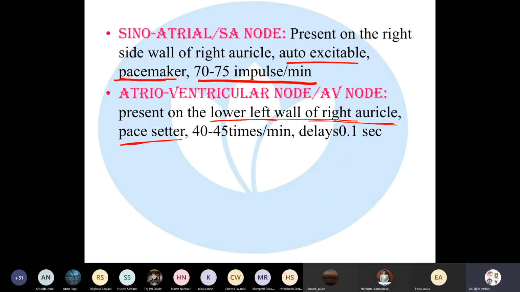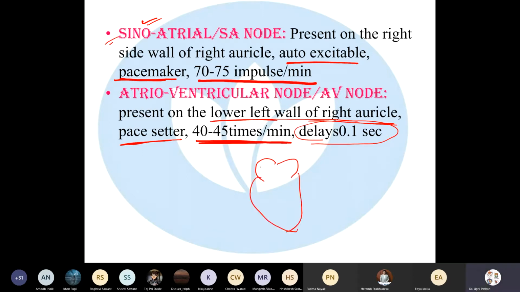It is the pace setter. The SA is a pacemaker and AV is a pace setter. It creates about 40 to 45 impulses per minute. The delay between the sino and the AV node is 0.1 second. For example, if you remember, this was something like a heart, right? Here it was the AV node. Here it was the SA node, and this was AV, right?